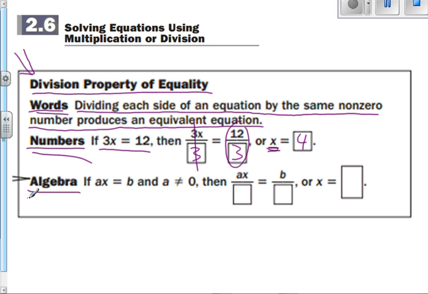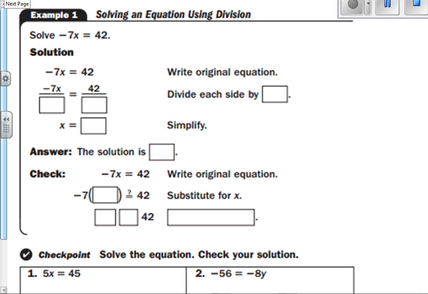So if I look at it in terms of an algebra sense, our equation is ax is equal to b, where a and b are non-zeros. And then we divide both sides by a in this case. The a's on the left will cancel. You're left with just an x, and then b divided by a is just b divided by a, because they represent some value of some sort. So there's our vocabulary word, division property of equality. So let's move on and see what we have here.